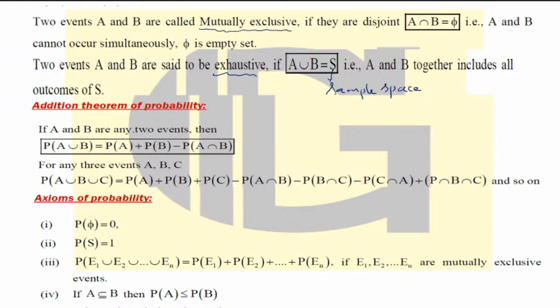Now, addition theorem of probability. If A and B are any two events, then probability of A union B is equal to probability of A plus probability of B minus probability of A intersection B. So why are we subtracting A intersection B?